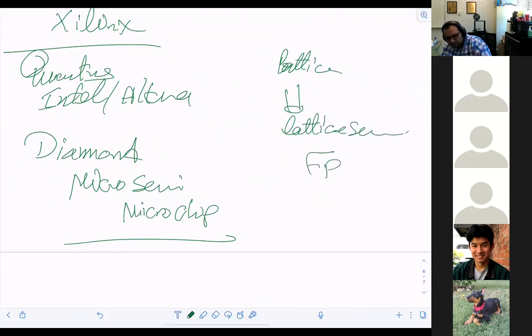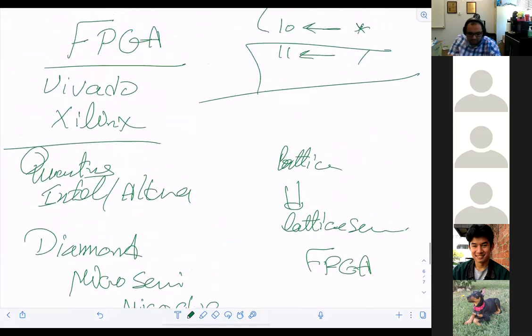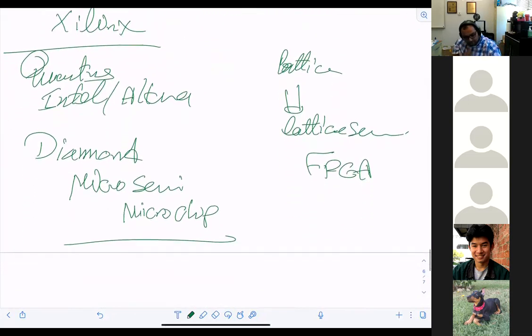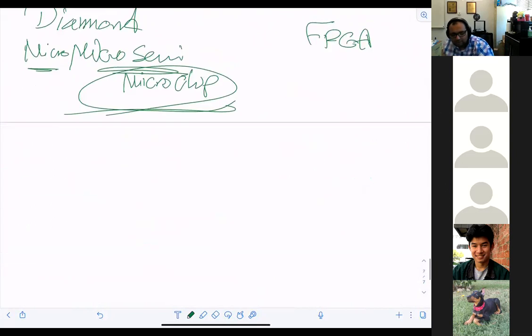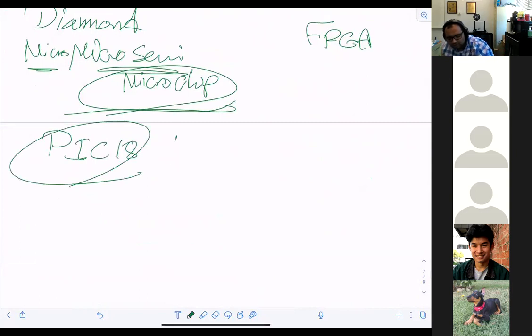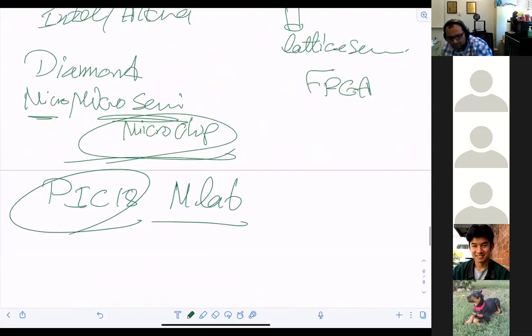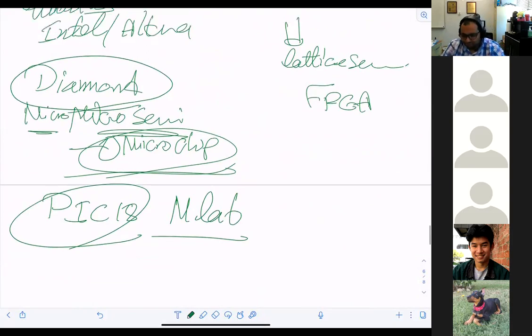Professor, what does that say after Diamond? Microsemi. Okay. Microsemi, that's part of Microchip, right? You know Microchip? You guys are going to have a course in microcontrollers about PIC18 or something like this, right? They use something called MPLAB. That's for the microcontroller. No, this is called the Diamond software. It's for the Microchip FPGA used for space applications. They call it radiation hard.